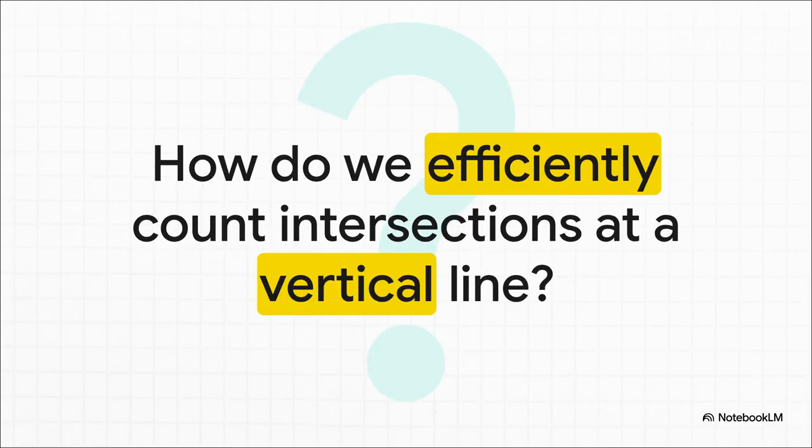So here's the puzzle. The brute force way is to check every single vertical line against every single horizontal line. But that's slow, right? O(n squared). We can do way better. The real question is, when our sweep line hits a vertical line, how do we efficiently figure out how many horizontal lines are currently crossing it?